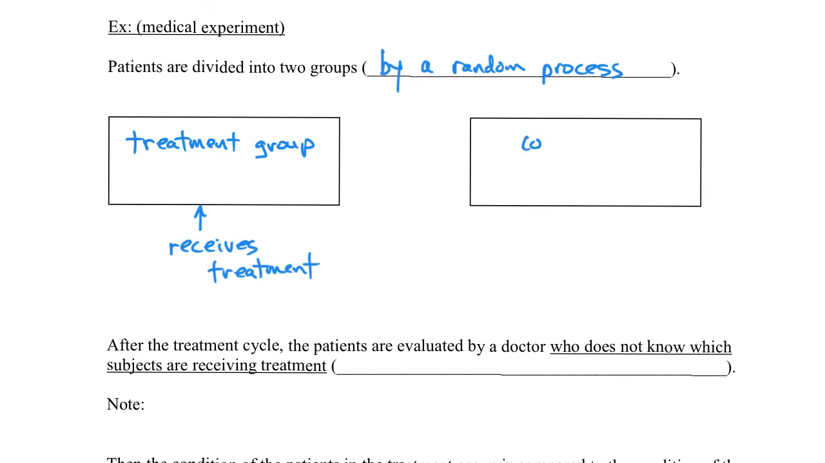Then you have this control group. And they're going to receive a placebo. So the thing is, it's going to look exactly the same. So if they're getting some pill, this pill will be exactly the same, but it will not have the active ingredient. So that's important, as we'll see. So it looks exactly the same.